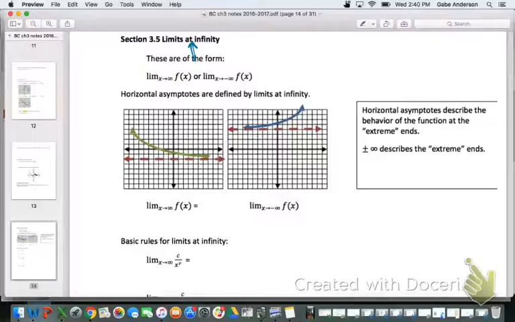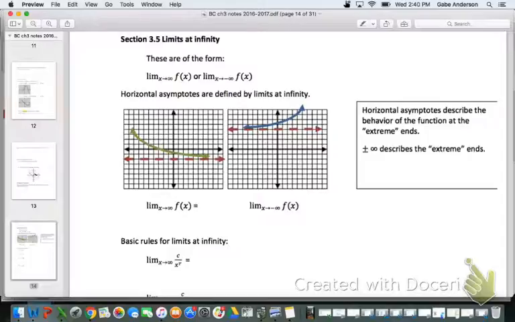If I said, hey guys, I'm going to meet you out front. I'm at the front door. Does that mean that I'm almost at the front door? It means I'm there. So to say limits at infinity almost implies that we're at infinity. Really it should probably be "limit as x goes to infinity," something like that. But those are the forms right there.